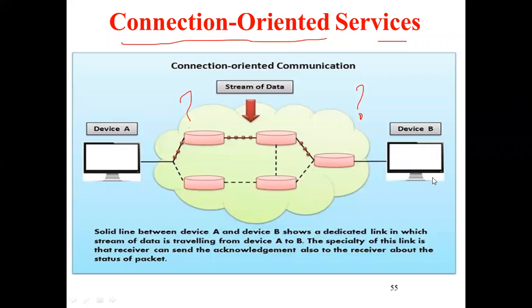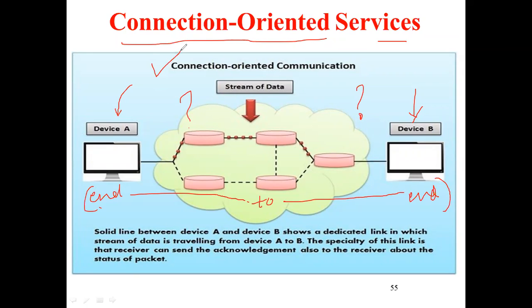This diagram will show you the orientation. Please understand that on the left-hand side is device A and on the other end is device B. So we are talking about end to end communication. In end to end communication, we provide one service known as connection oriented service, and similarly another service known as connectionless service.